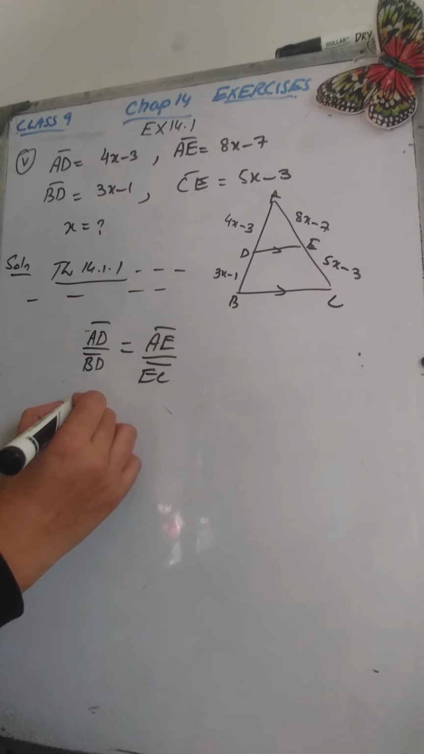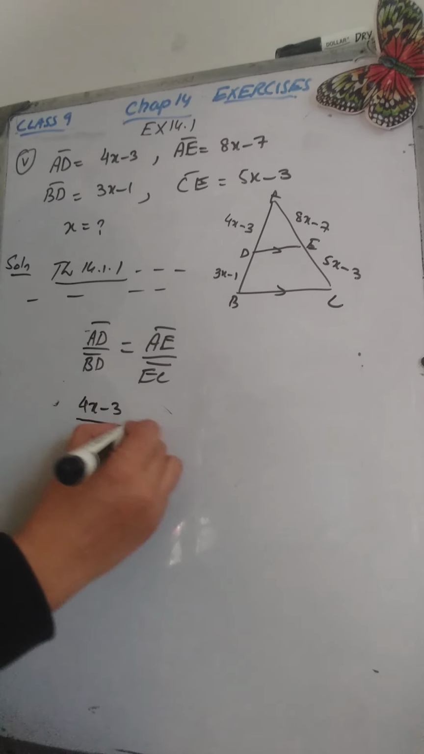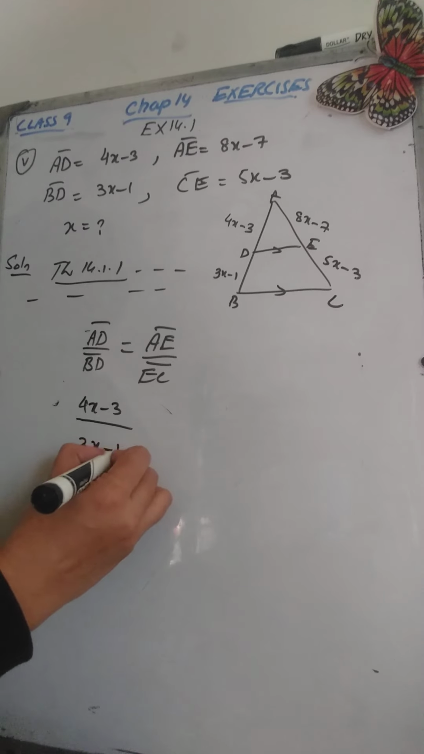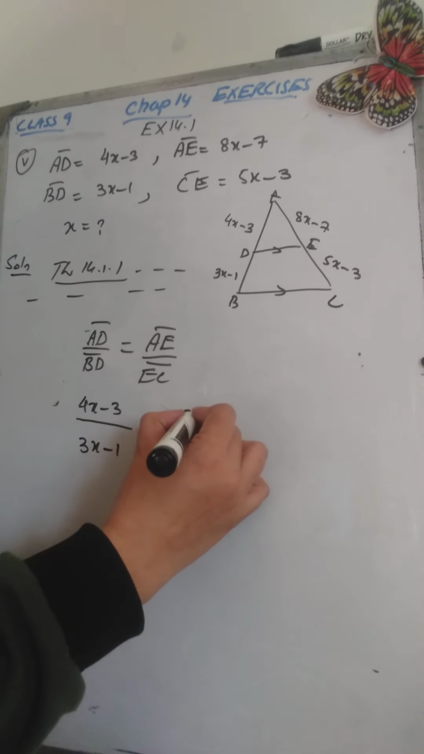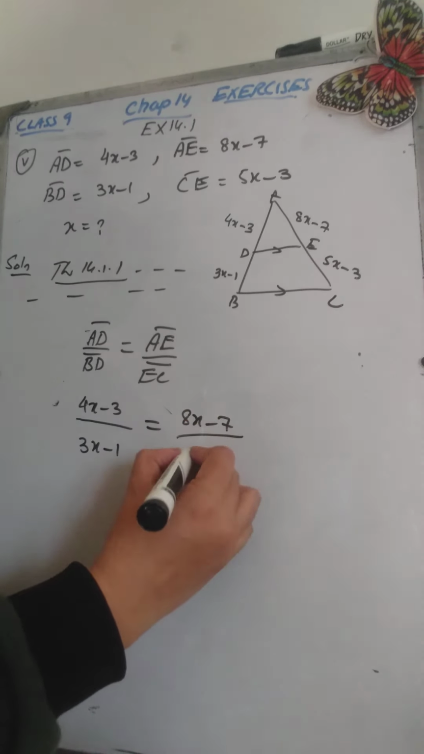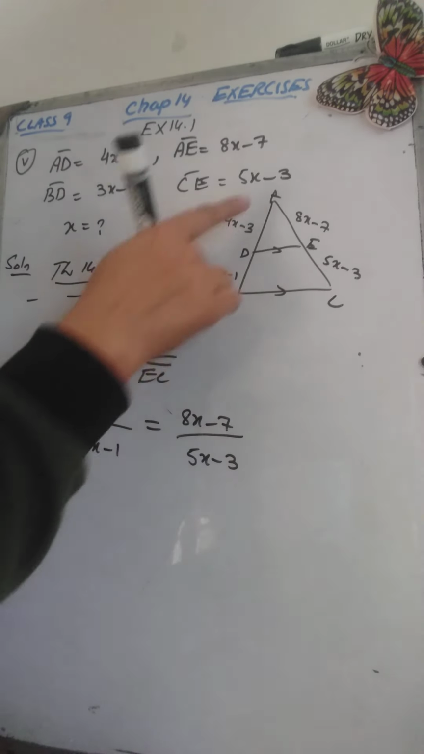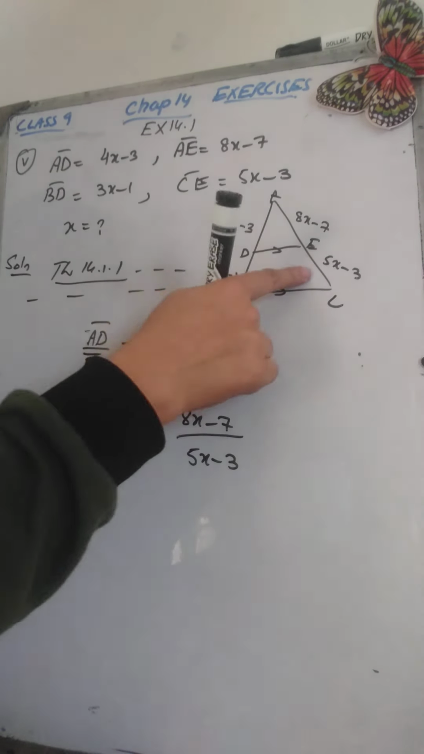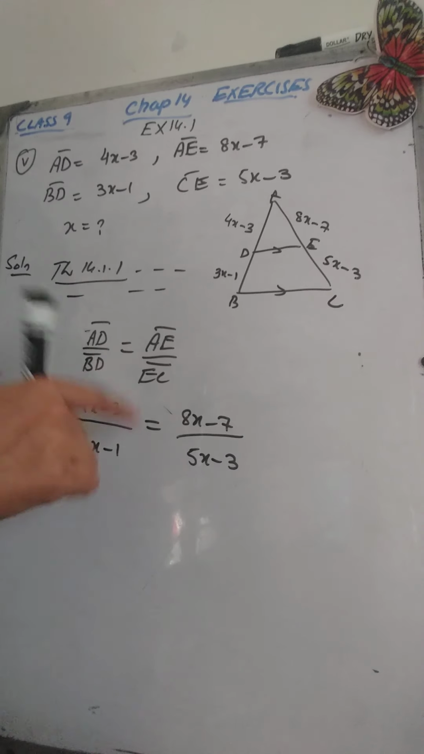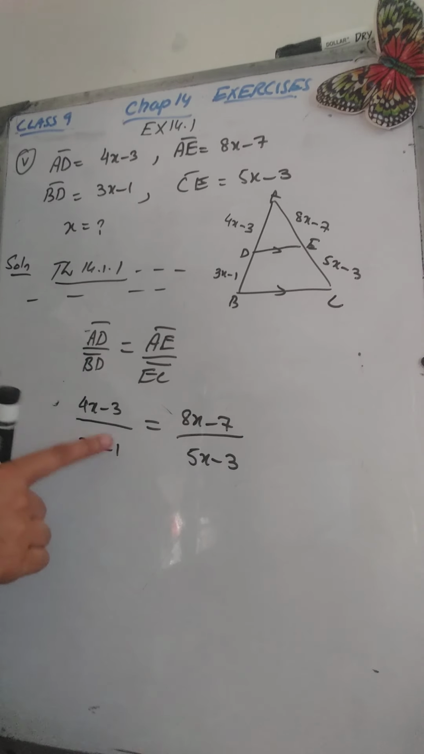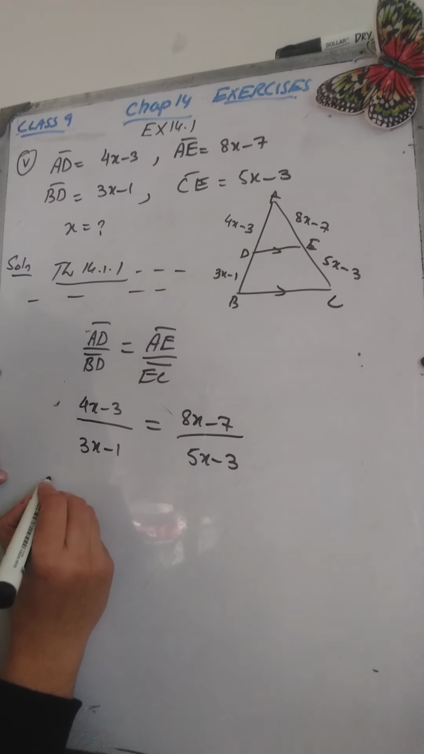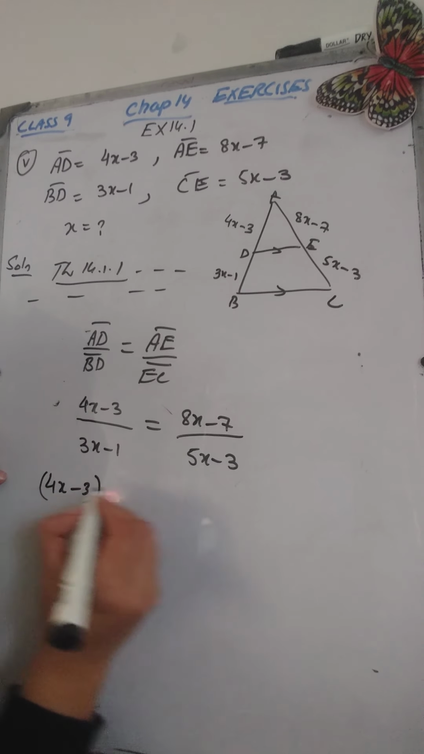Now AD is equal to 4x minus 3 over BD is equal to 3x minus 1, which is equal to 8x minus 7 over 5x minus 3. Putting the values AE, EC, it is all given to us. Now we have to find the value of x. For that we are going to do the cross multiplication.